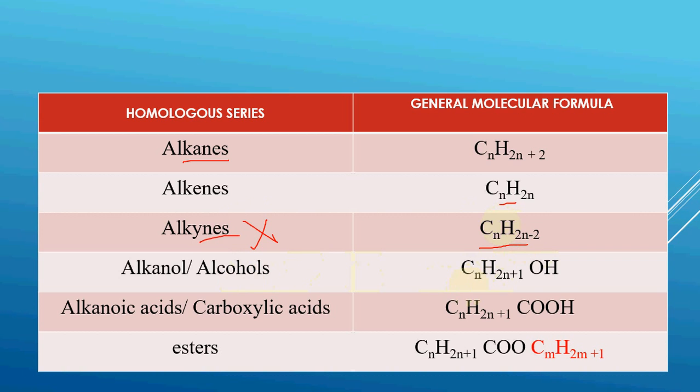Alcohols, we have CnH2n+1OH. Remember, this is the functional group, so it should always be present. And carboxylic acids, we have CnH2n+1COOH. This is the carboxylic group. It's the functional group for acids, so it should always be present. And then we have esters. Esters are kind of complicated, but it's easy to get. CnH2n+1COOCmH2m+1.